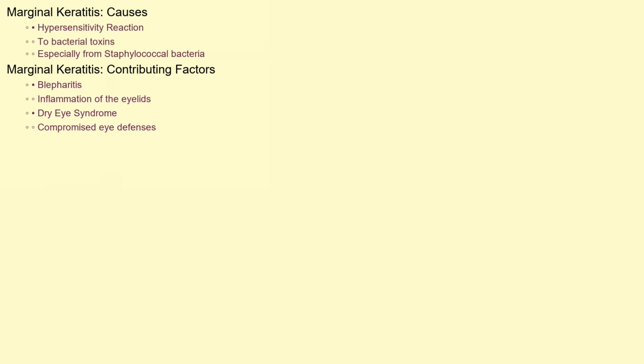So, what exactly causes marginal keratitis? The primary culprit is often a hypersensitivity reaction to bacterial toxins, particularly those produced by staphylococcal bacteria, commonly found on the skin and eyelids. Think of it as your eye overreacting to the presence of these bacteria, even if the bacteria are not directly invading the cornea itself. Other potential contributing factors include blepharitis, which is inflammation of the eyelids, and dry eye syndrome, as both can compromise the eye's natural defenses against bacteria.